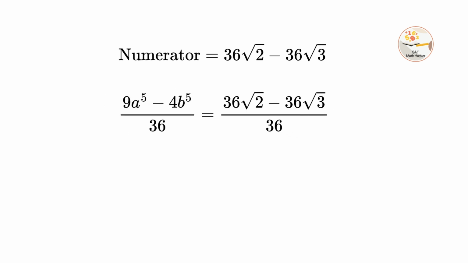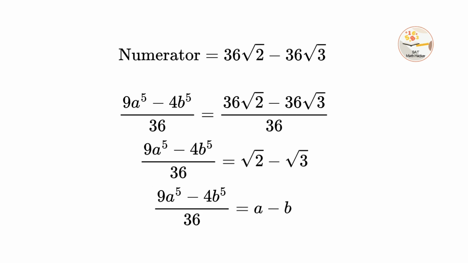So the numerator becomes 36 square root of 2 minus 36 square root of 3. Divide everything by 36, and we're left with square root of 2 minus square root of 3. Notice that's exactly a minus b. So the final answer is option B.